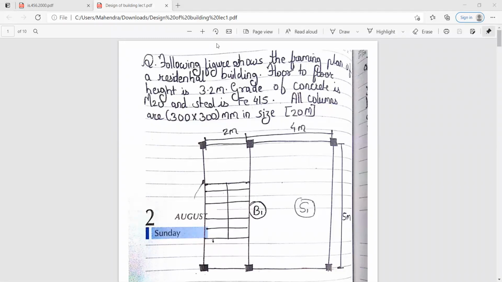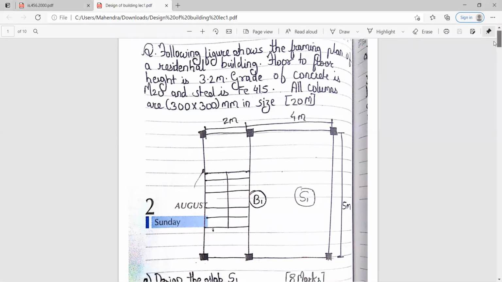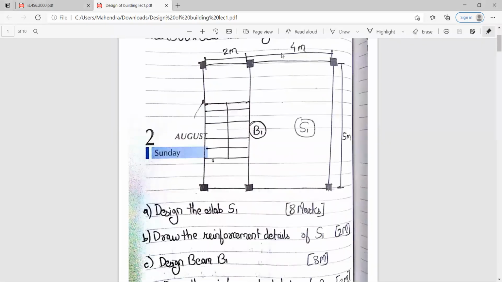Mostly these type of problems come for minimum 20 marks and maximum 32 marks. So this particular problem has been asked in May 2018. As you can see over here, in this particular plan, all columns are provided. All columns are of the size 300 by 300, and they have told you to design B1 and S1. B1 is nothing but the beam and S1 is your slab, and the sides are given to you.